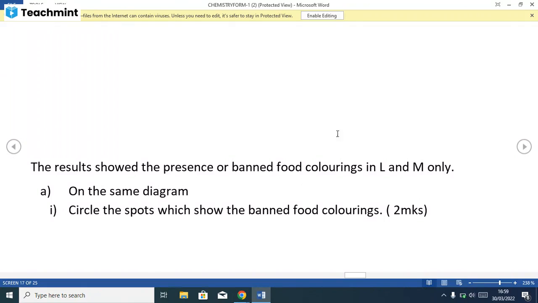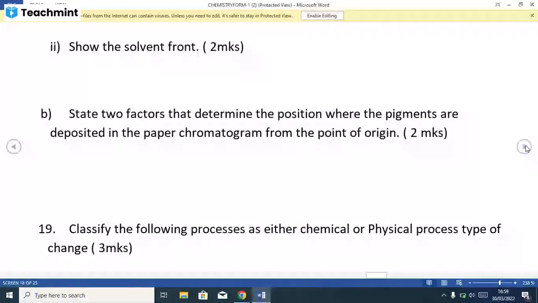Do you remember? So here is the idea. We're going to look at another question of the same kind. Show the solvent front is about the same. Factors to resolve by using the solubility and adsorption, and density.